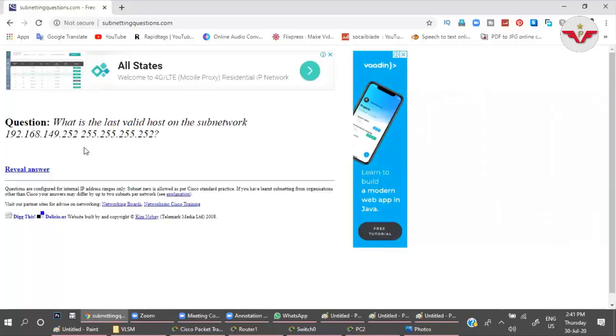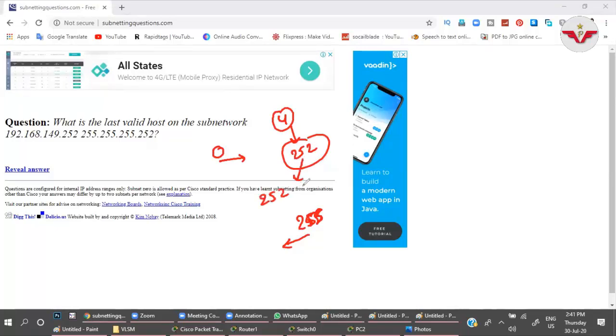If you are near to 0, start calculating from front. If you are near to 255, start calculating from the back, because we know that we cannot go beyond 255, right? So as we have a jump of 4 and I have to reach 252, I can say that okay, 252 network range will be from 252 to 255 with a jump of 4, right? This is the last network.